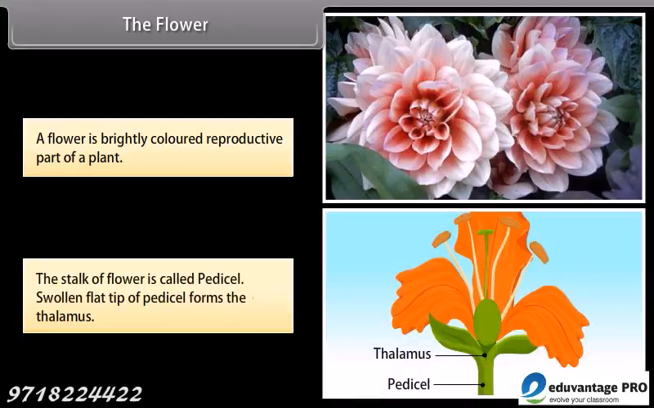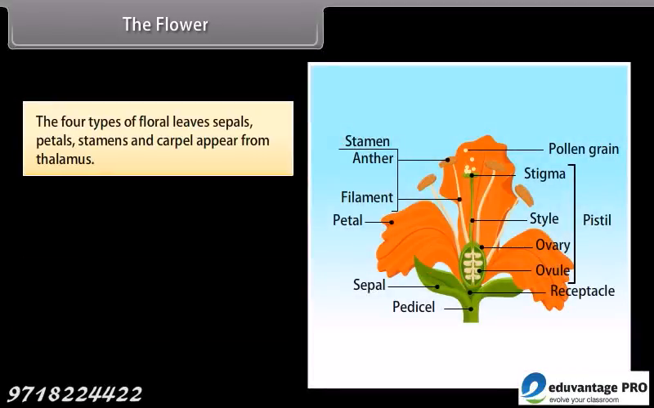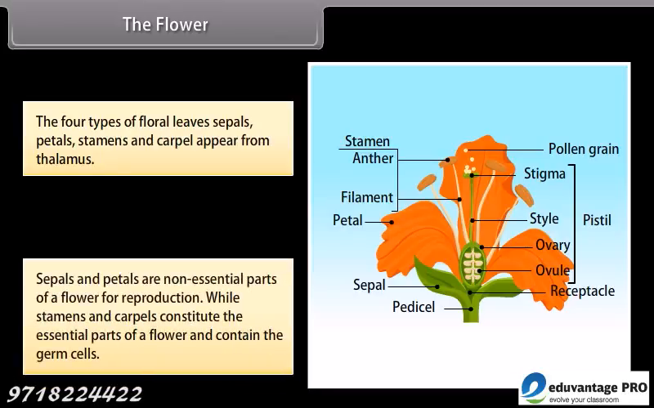The stalk of flower is called pedicel. Swollen flat tip of pedicel forms the thalamus. The four types of floral leaves, sepals, petals, stamens and carpel appear from thalamus. Sepals and petals are non-essential parts of a flower for reproduction, while stamens and carpels constitute the essential parts of a flower and contain the germ cells.